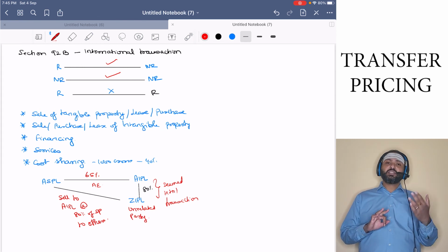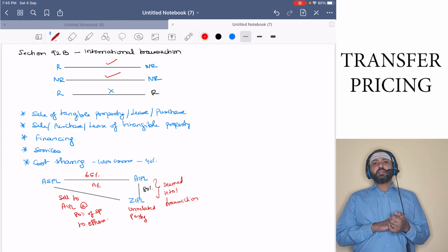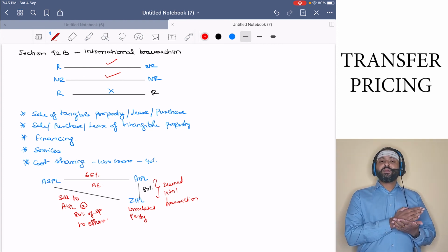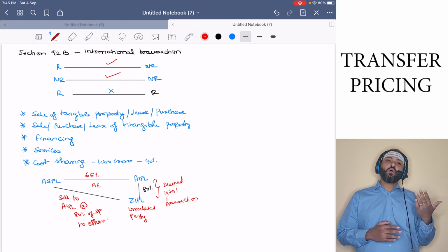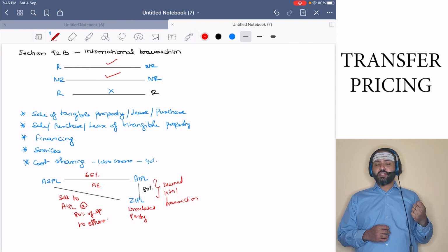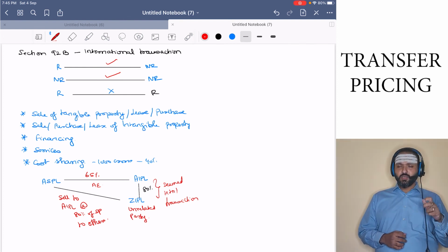Number three, the transaction should be at arm's length. The transaction should be an international transaction, which has been defined under section 92B. So what are international transactions? Transactions where at least one party is a non-resident are called international transactions.